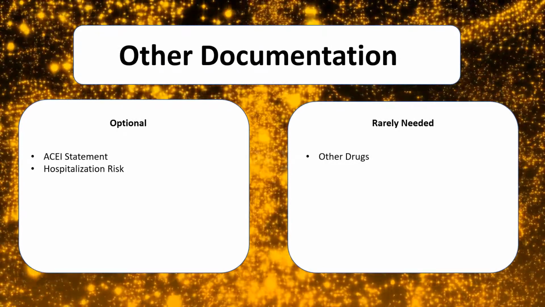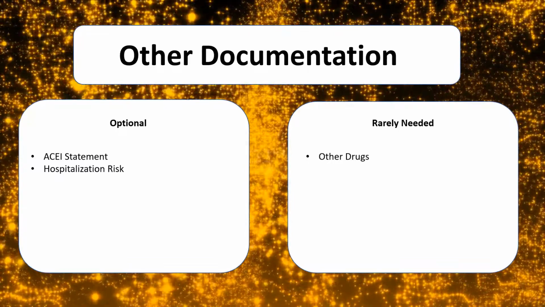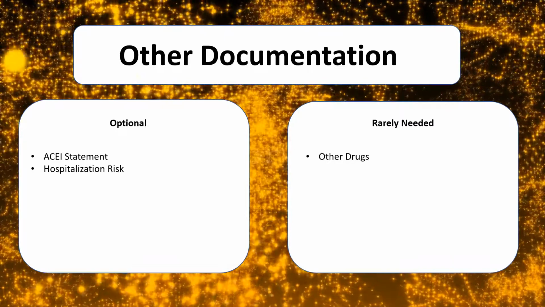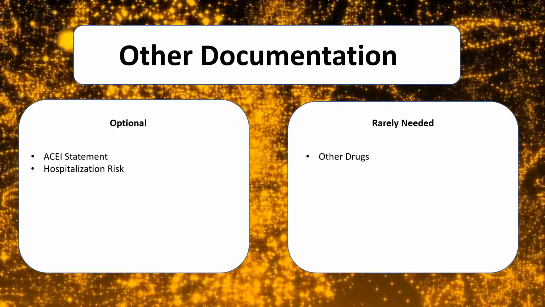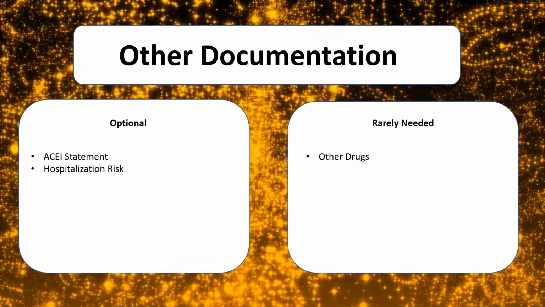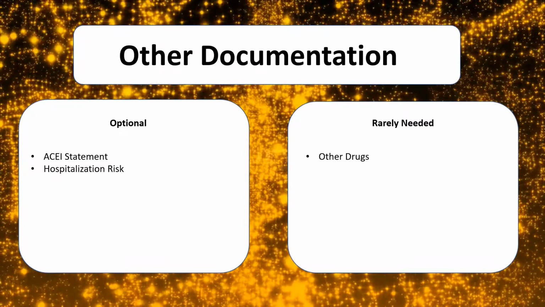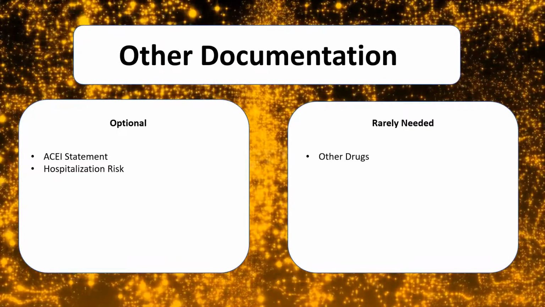Other documentation is very rarely worth including unless it just happens to be right there and it doesn't take you any extra time to send. So going through the list here, the first one is a great example, the ACE inhibitor statement. This includes drugs such as lisinopril. I'll add a link in the description if you want the full list of common alternatives. But this is maybe asked for 1 in 40 requests.